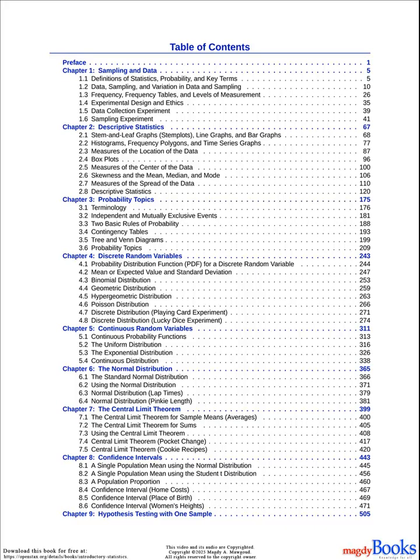2.6. Skewness and the mean, median, and mode. 2.7. Measures of the spread of the data. 2.8. Descriptive Statistics. Chapter 3. Probability Topics.